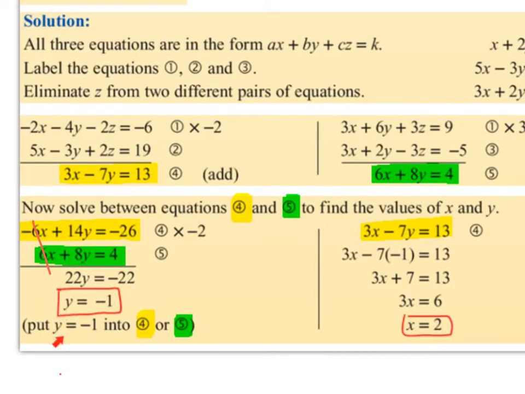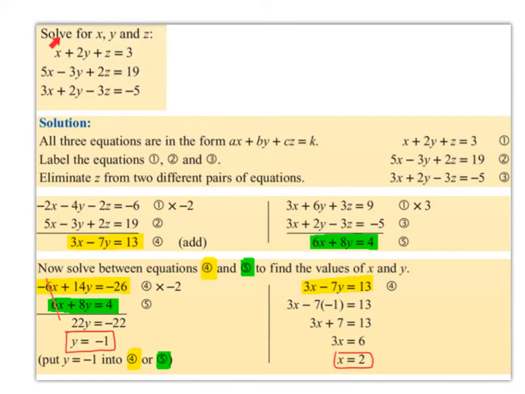So now we put y equals minus 1 into equation 4 or equation 5. It doesn't matter which one. So we're going to go with equation 4, which is 3x minus 7y equals 13. So we swap that y for a set of brackets and we put minus 1 into the brackets. Minus 7 times minus 1 is positive 7. So we have 3x plus 7 equals 13. 13 minus 7 is going to be 6. And 6 divided by 3 is going to be 2. So x is equal to 2.